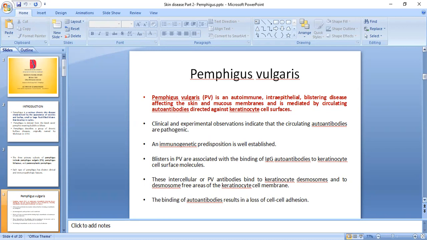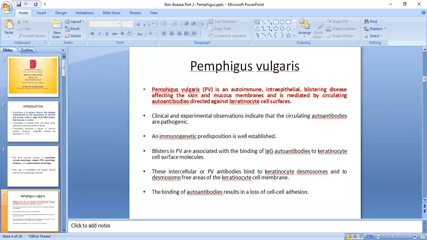Clinical and experimental observations indicate that the circulating autoantibodies are pathogenic and immunogenetic predisposition is well established. Blisters in PV are associated with the binding of IgG autoantibodies to keratinocyte cell surface molecules. These intercellular or PV antibodies bind to keratinocyte desmosome and to desmosome-free areas of the keratinocyte cell membrane. We all know desmosome is the epithelium to epithelium connection. The binding of autoantibodies results in a loss of cell-to-cell adhesion.